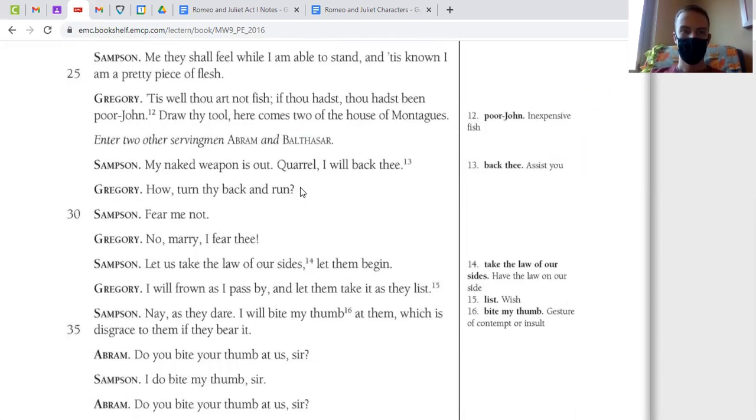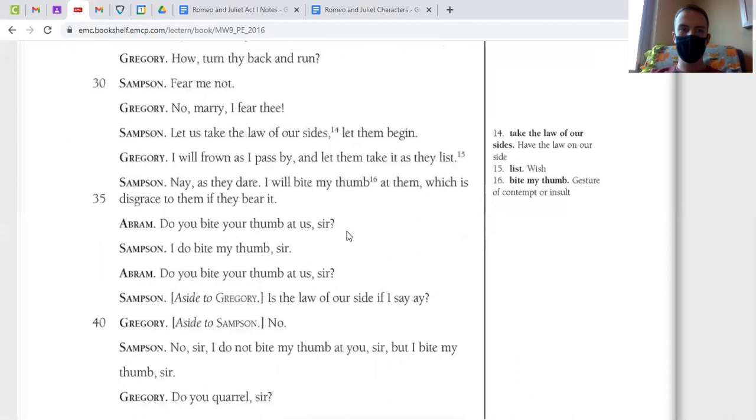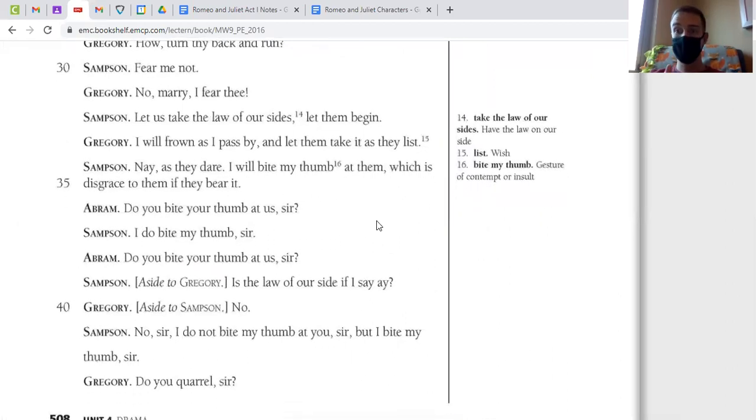Gregory is trying to decide, are we going to fight these guys or are we going to stay here? So what Samson decides to do, he decides to bite his thumb at them. This is what it looks like. I'm going to show you really quick. Like that. All right. So it may look kind of strange to you, but back in the day, that was the same as flipping somebody off, as giving somebody the middle finger.